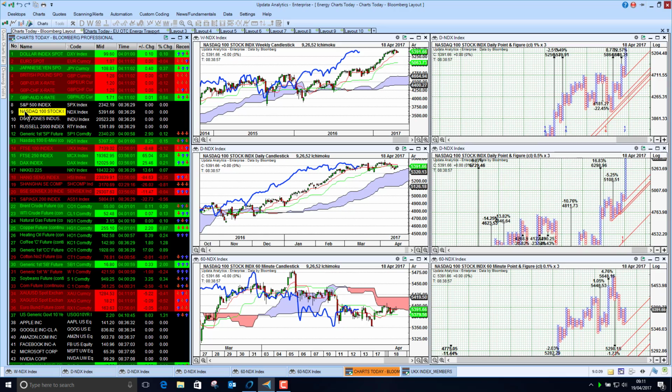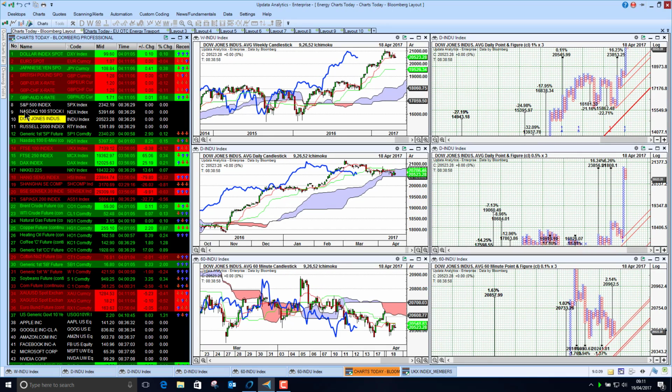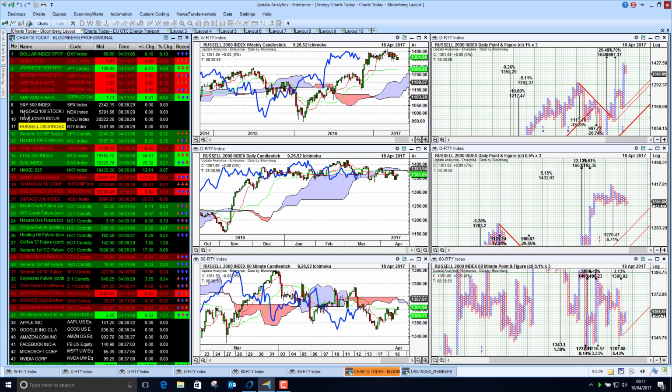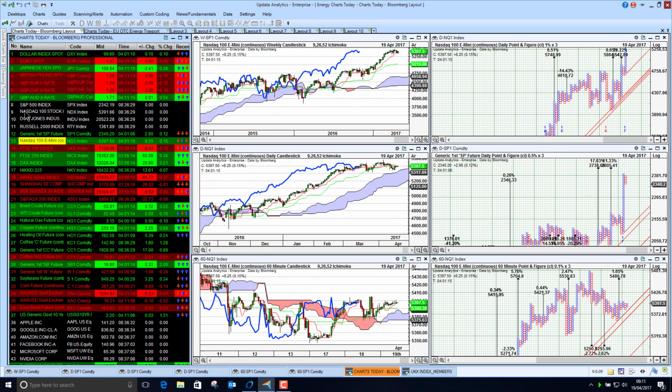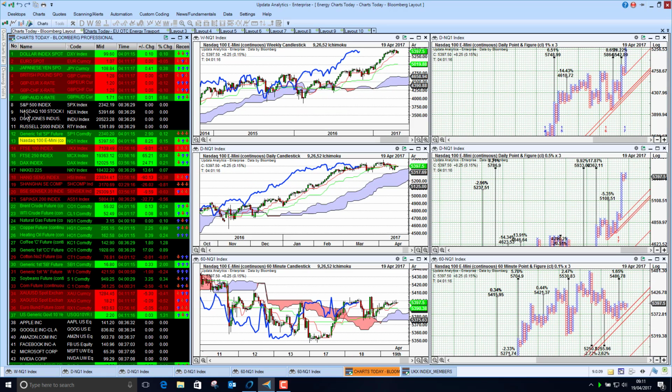Nasdaq much the same. The medium and long term pictures look good, but the short term pictures look bearish. Same for the Dow and the Russell 2000, just bearish, pretty well short term across the board. Futures markets this morning, the S&P 500 and the Nasdaq E-mini both showing a little bit of a gain, so we may see US markets open up.